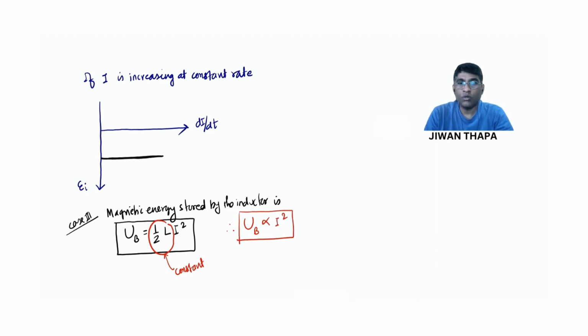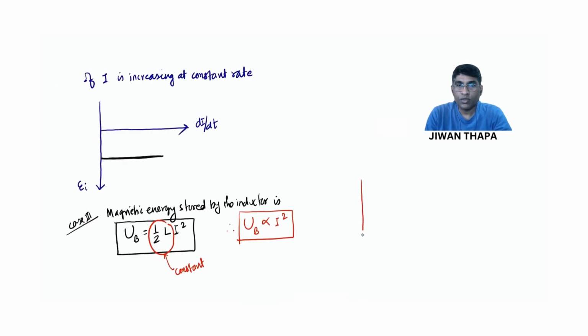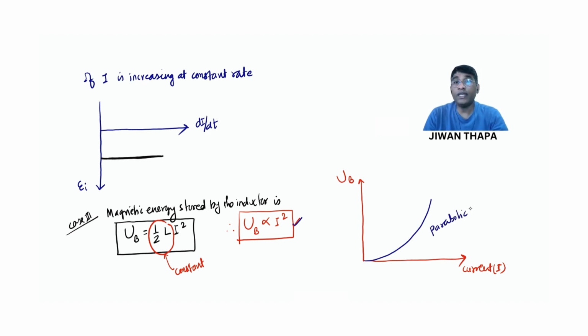And we are asked to plot the graph between magnetic potential energy versus the current. So current is taken along the horizontal axis, and magnetic energy stored by the inductor is taken along the vertical axis. From this relation we can see the plot of magnetic energy stored by the inductor versus current is parabolic. So it is parabolic in nature.